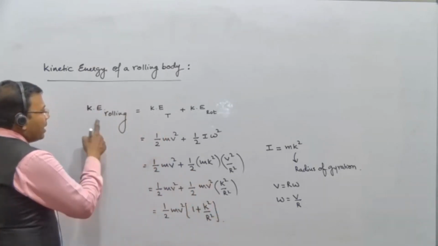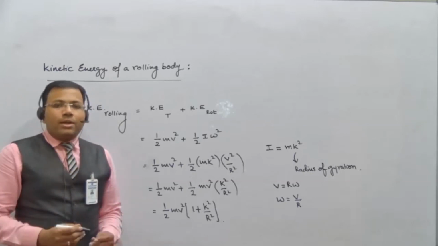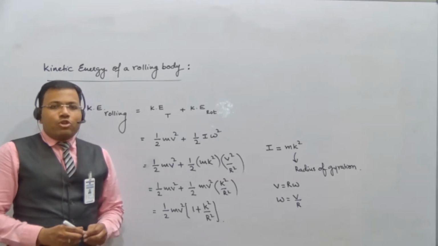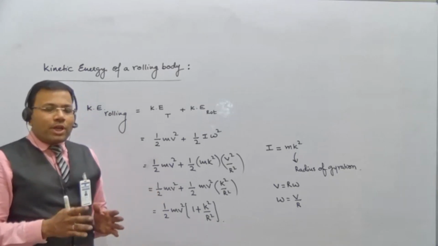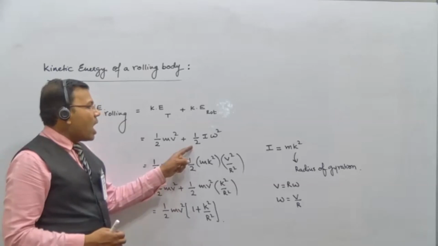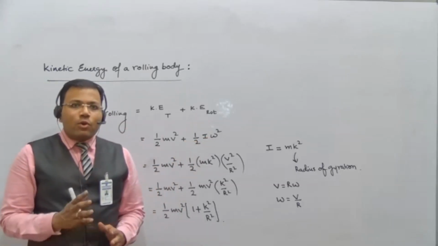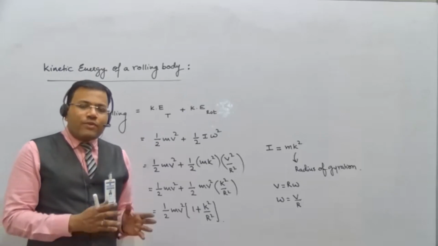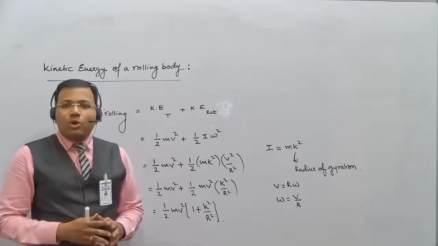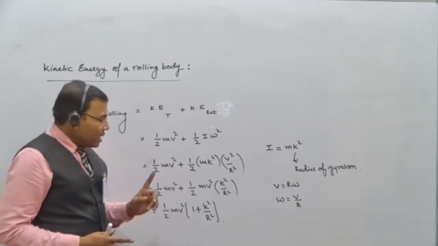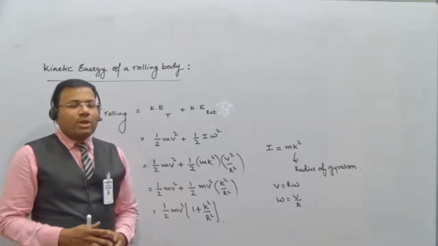So this is the kinetic energy for the rolling body. Try to understand, the kinetic energy for the body in translatory motion is just half mv square. Kinetic energy of a body in rotational motion is half I omega square. I am speaking about the kinetic energy of a rolling body, that is the combination of kinetic energy of the translatory motion as well as the kinetic energy because of rotational motion, and the answer I am getting is half mv square into 1 plus k square by r square.